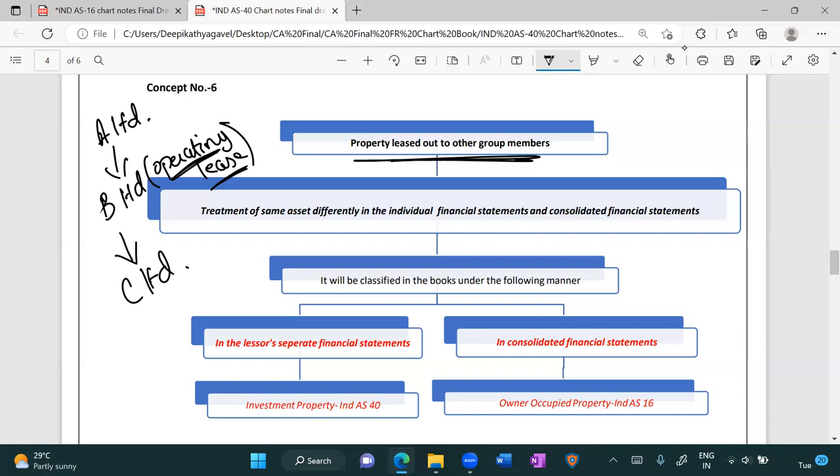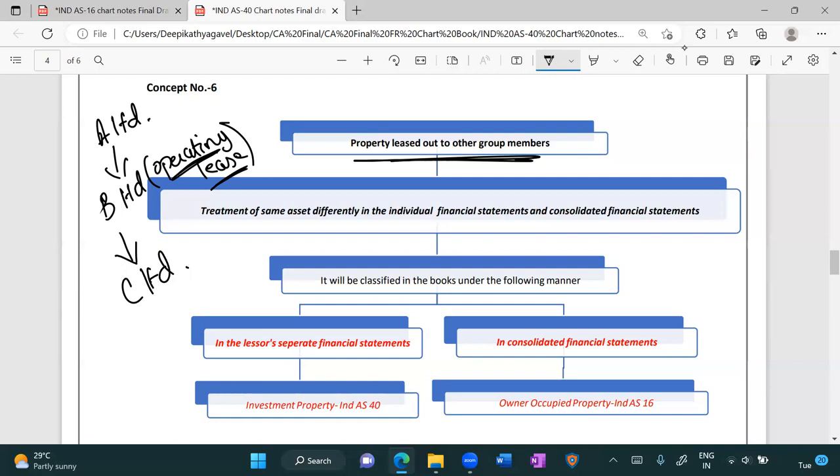Because A has given it to B, B has again subleased it to C, and C has no relation with A and B. No subsidiary, no holding, nothing. C is an independent entity, right? So what is happening ultimately? It is being used as an investment property. So even in consolidation, this particular property will be treated under Ind AS 40 only.